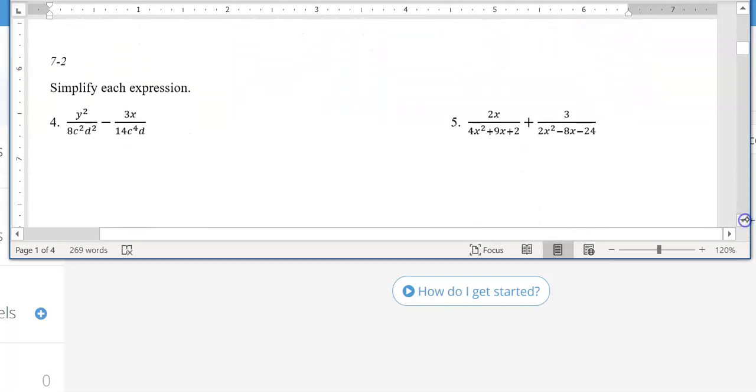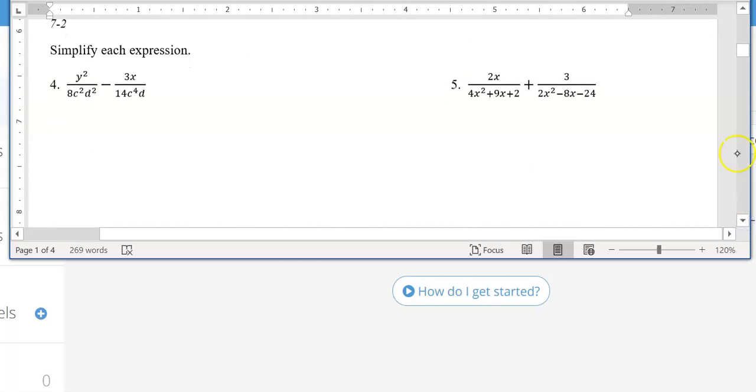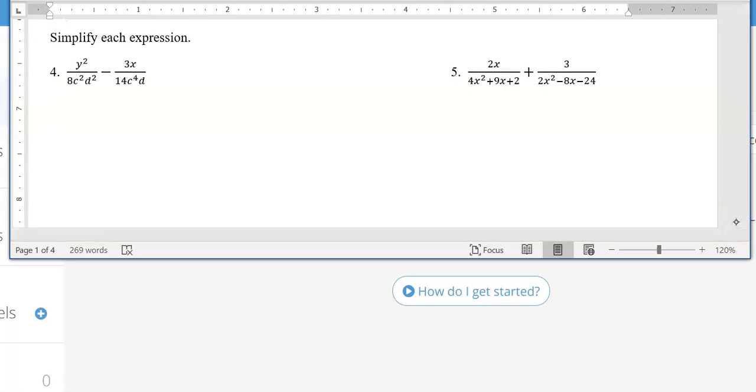Number 4 and 5, we get into addition. So we've been doing multiplication and division. Now we're going to be doing addition and subtraction. So for addition and subtraction, we can't add or subtract two fractions unless they have the same denominator. So a method that we use to come up with the least common denominator is by doing prime factorization.